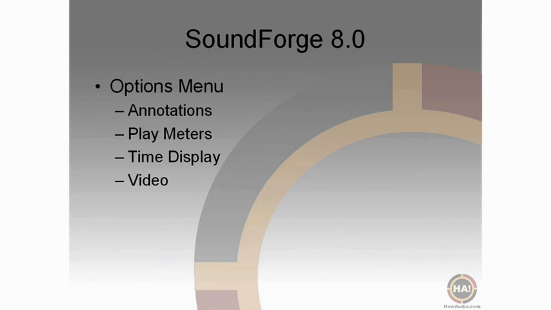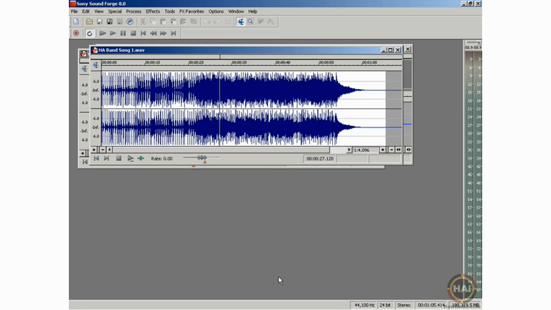All right, next up under the Options menu, we're going to take a look at Annotations, the play meters, time display, and video. These are commands that basically give you choices of toggling things on or off, or some different ways of looking at your information as it relates to your file. Let's take a look.